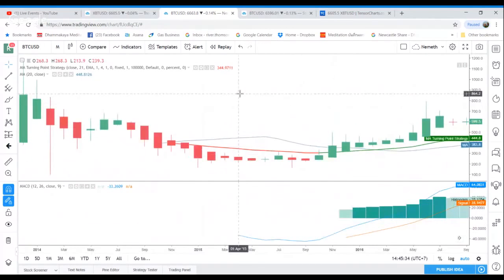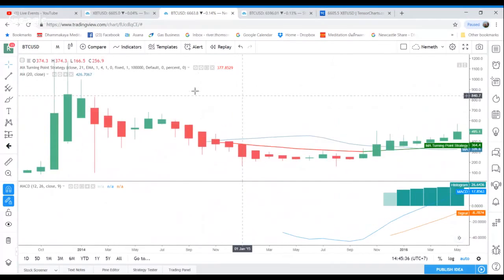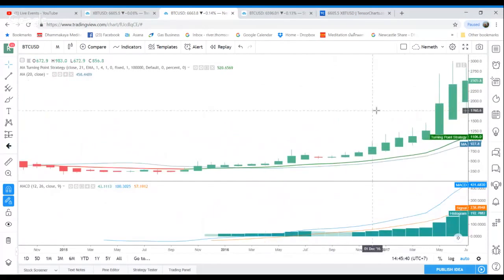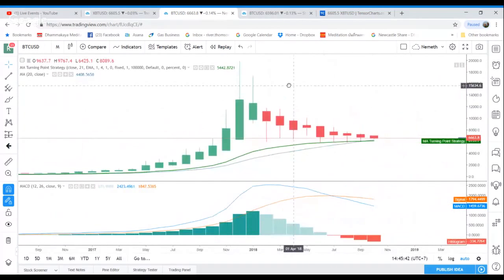Institutions use monthly charts. They'll be looking at that. They won't be ignoring that. Massive bubble, deflating. And still, compared to the bubble, it's barely begun, really, looking at it.